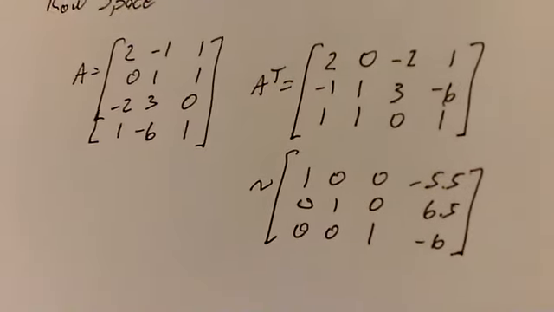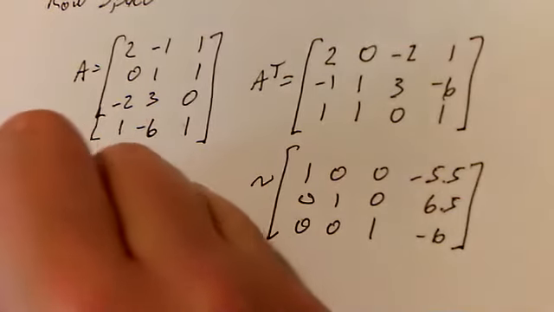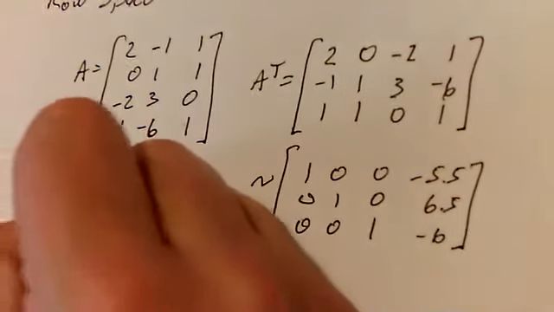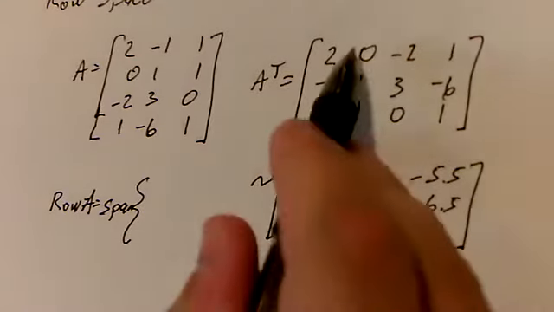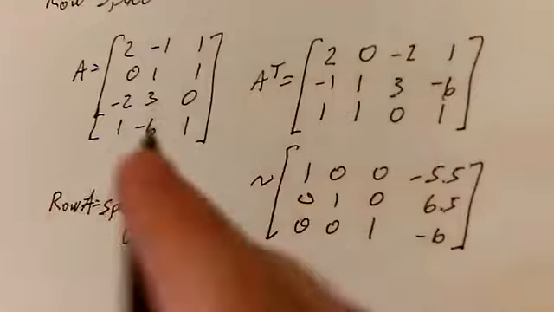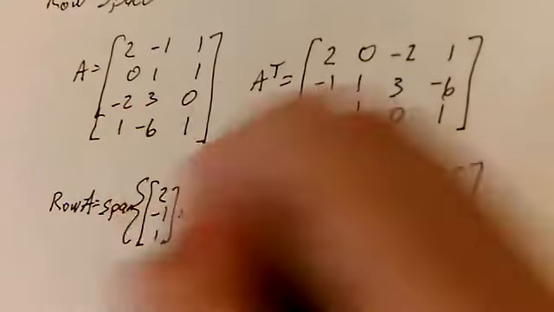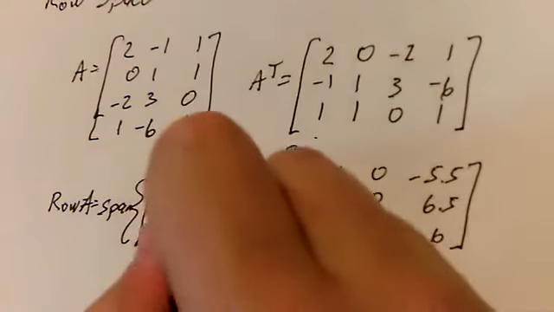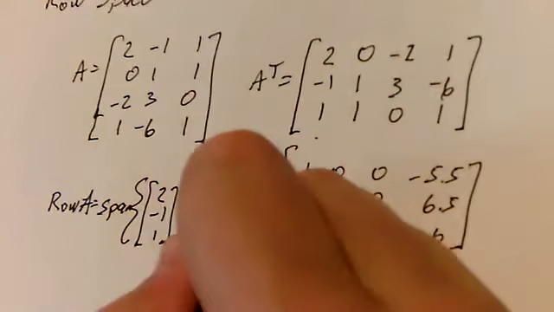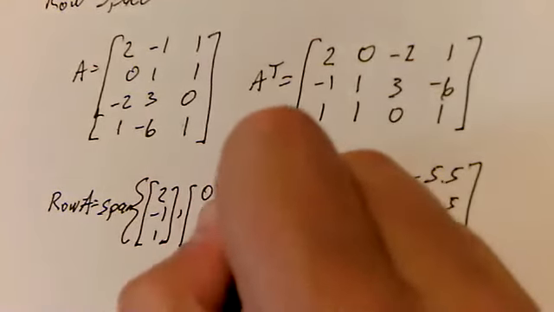So a basis for the row space: Row A is equal to the span of these first 3 columns, which correspond to the first 3 rows. But we still think of them as vectors, so we still write them vertically. So we have that first column of the transpose, 2, -1, 1, second column, 0, 1, 1, and the third column, -2, 3, and 0.